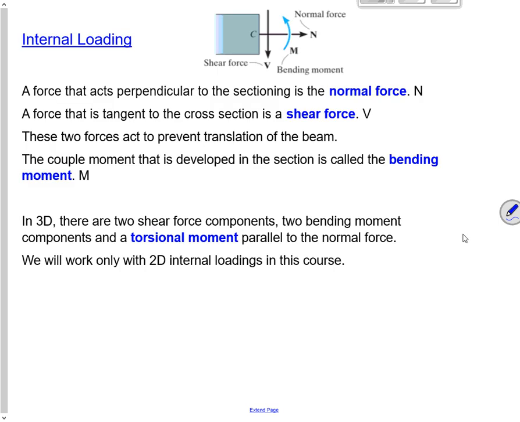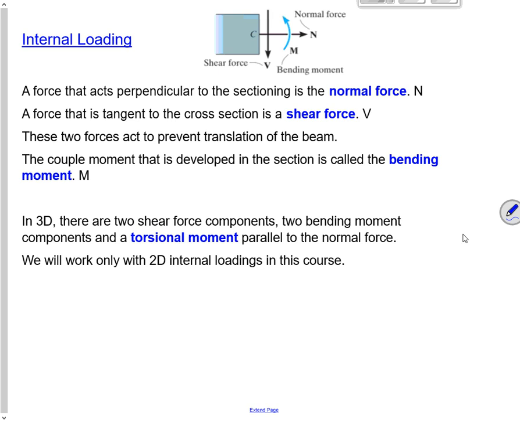These internal loadings, if you get a force that acts perpendicular to where I sectioned it, that's called a normal force. If I get a force that's tangent to where I sectioned it, that's called a shear force. Both of those forces act to prevent translation of the beam. Then I also get a couple moment that's developed in the section, and that's called the bending moment. That tends to make the beam bend.